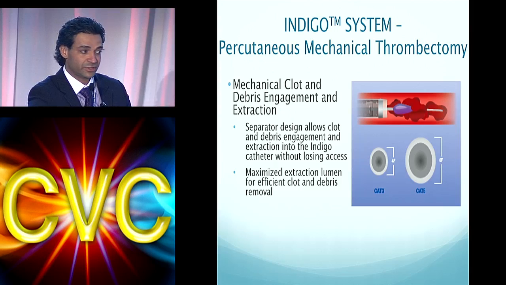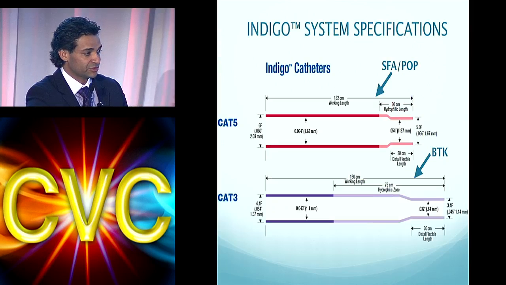So it comes with 3 different things within the system. There's the actual catheter itself, there's a separator, and then one of the most important things, which is the pump that comes with that, and we'll explain that in just a little bit. So these are the 2 different systems that it comes with.